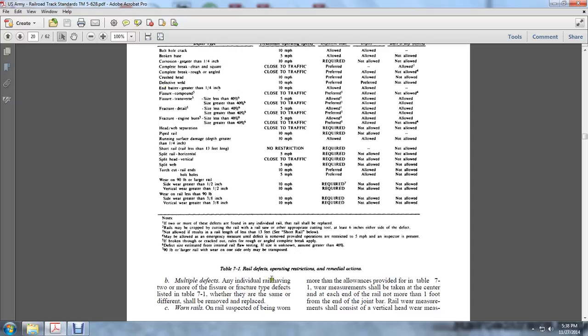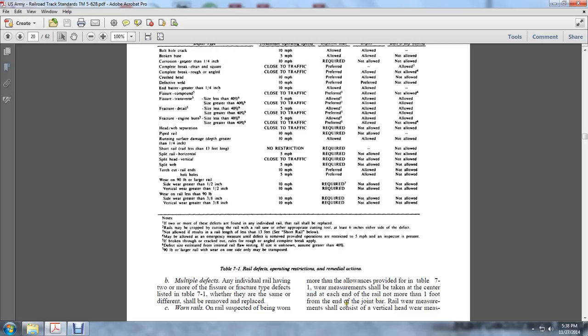Multiple defects. Any individual rail having two or more features of fracture type defects in 7.1, whether the same or different, or worn rails that are worn more than the allowance provided in Table 1, where the measurements shall be taken in the center at each end of the rail, but not more than 1 foot more than the end of the joint bar.